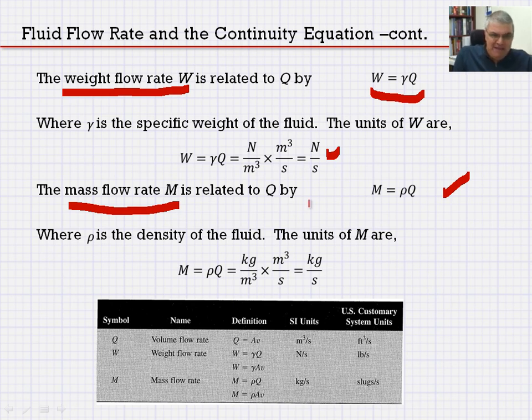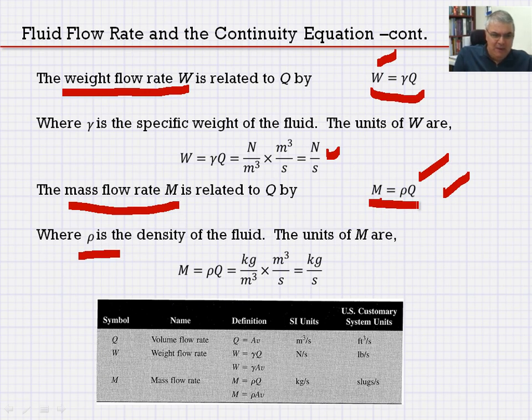In order to calculate the mass flow rate M, we multiply Q by the density of the fluid, which is rho here, right? So gamma multiplied by Q would give us the weight flow rate, and rho multiplied by Q would give us the mass flow rate, as it's shown here.